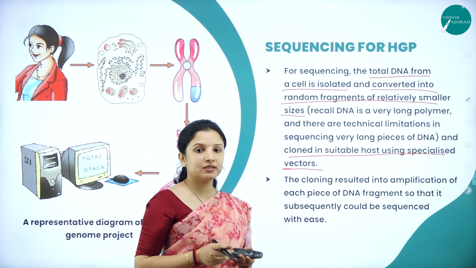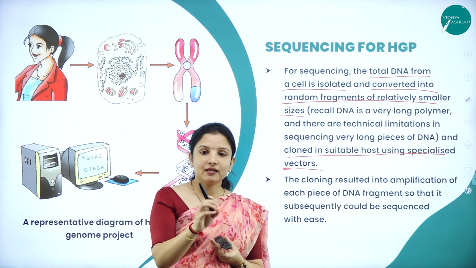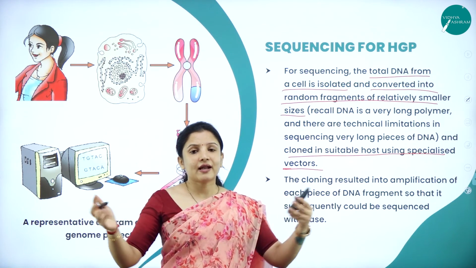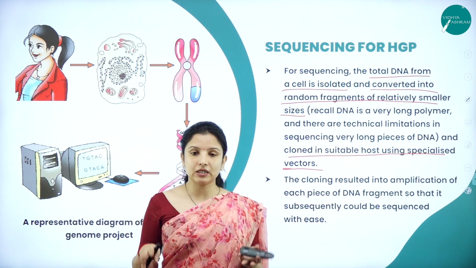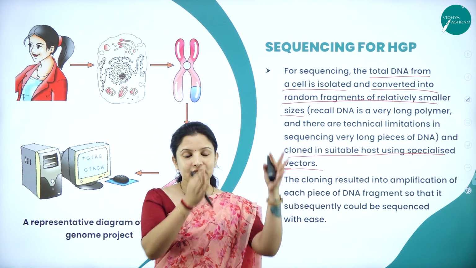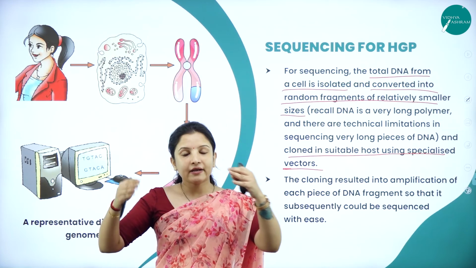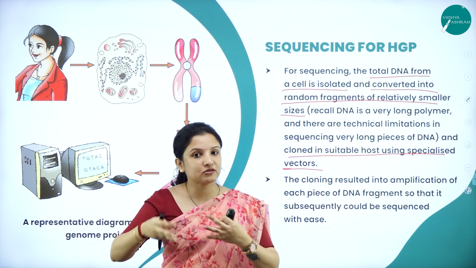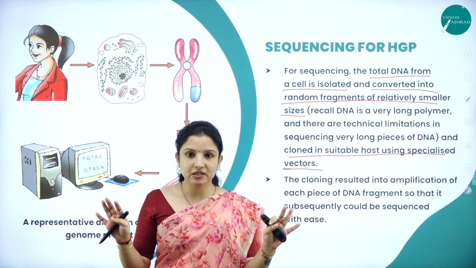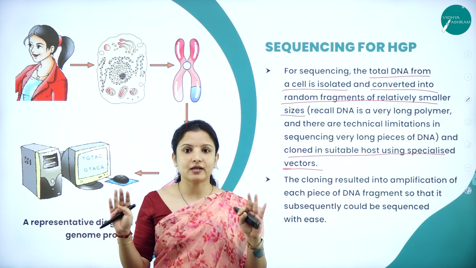So what they'll do is, they will take a cell. From that cell, they will isolate the DNA. That DNA is very, very lengthy, so sequencing the entire thing at a time is difficult. So they'll break the DNA strands into smaller fragments. And those fragments, they will clone. They will make multiple copies of those fragments. Copies means, you know, right? They look exactly like the parental DNA strand that was taken.